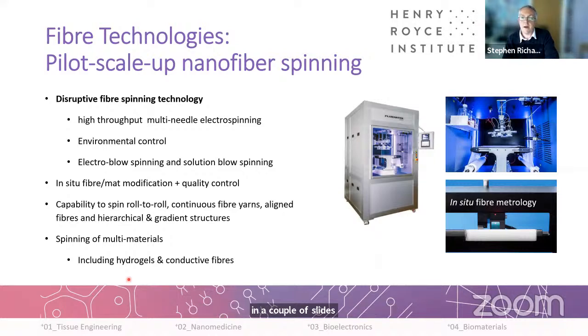We're talking, as I say, about nanofiber spinning and electrospinning. We have some disruptive spinning technologies within the Royce, including high throughput multi-needle electrospinning. We can create these structures within environmentally controlled conditions, and we can do roll-to-roll and continuous fiber yarns. We can create aligned fibers, and we can create hierarchical and gradient structures. Now, that might not mean a lot to some people. What it means is we can create some really complex structures that have a broad range of applications, and we can create them from a range of materials, including hydrogels and conductive fibers as well.